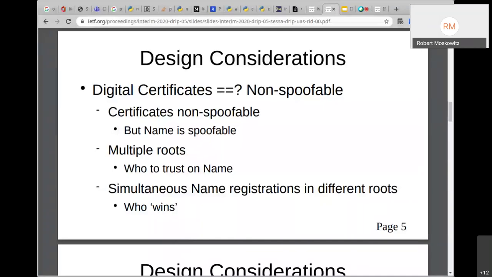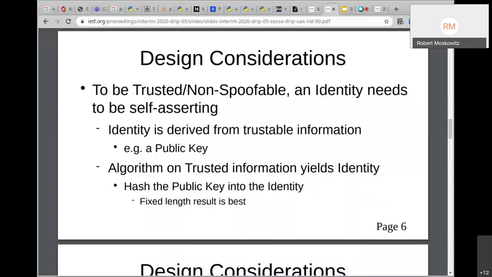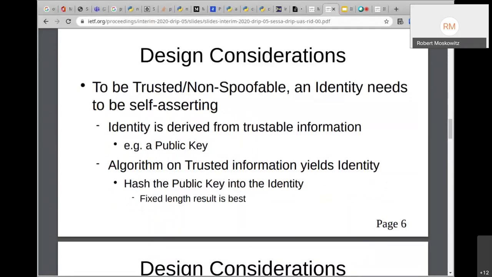To be trusted, not spoofable. An algorithm on trusted information yields a hash of the public key into the identity. The public key is proved by the private key and the identity. It's stuff we've talked about and dealt with for some time. Next slide, please.